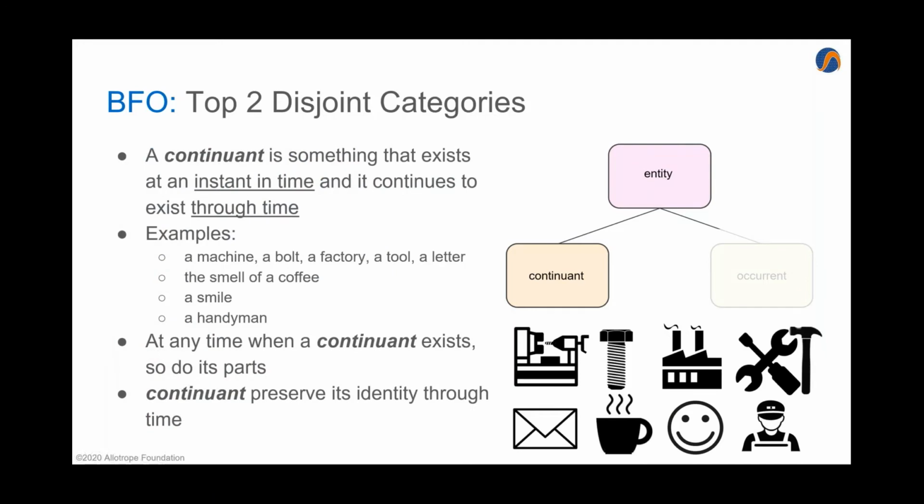So let's have a better understanding of those terms. A continuant is something that exists at an instant in time and continues to exist through time. Examples: a machine, a bolt, a factory, a tool, a letter, the smell of coffee, a smile, a handyman. At any time when a continuant exists, so do its parts. So a bolt is part of a machine, and it preserves its identity through time.